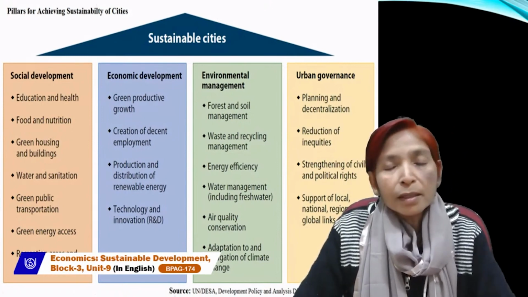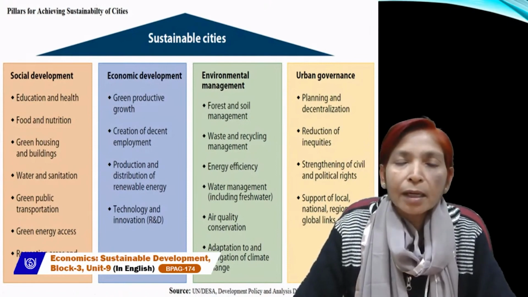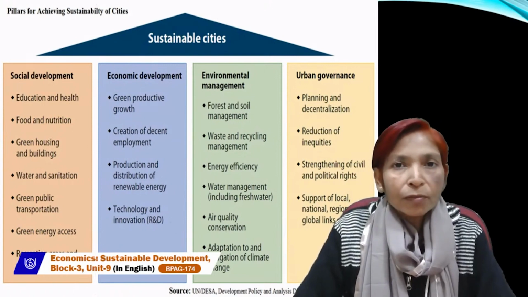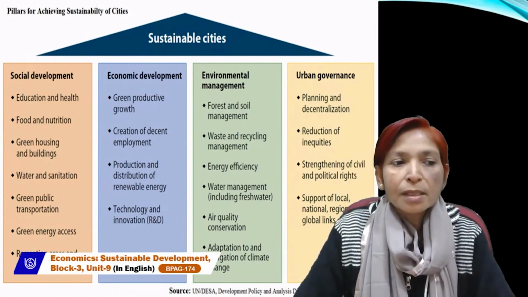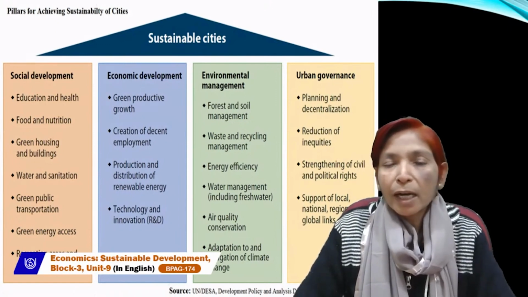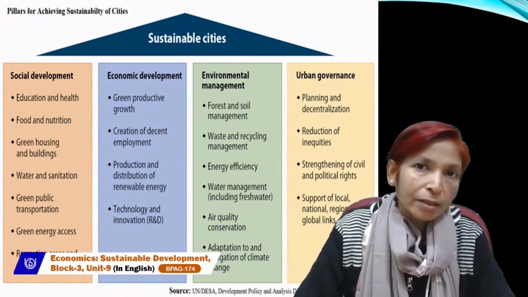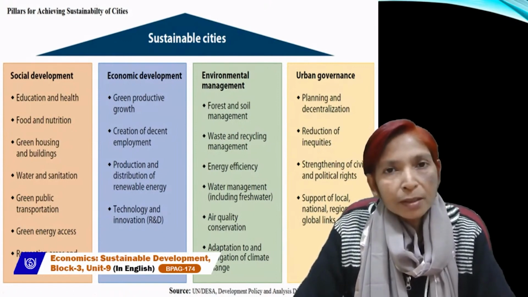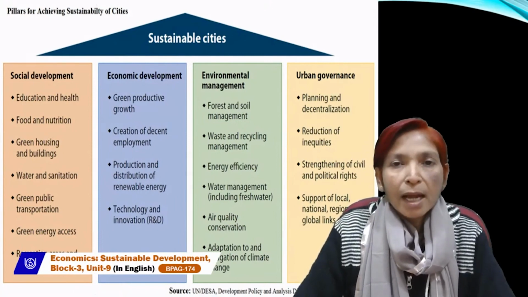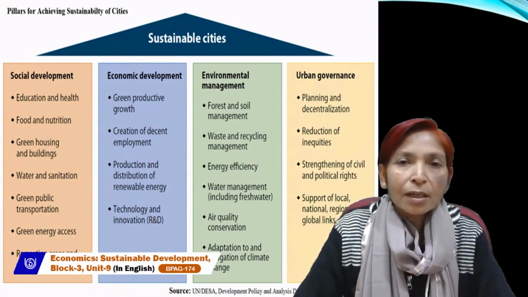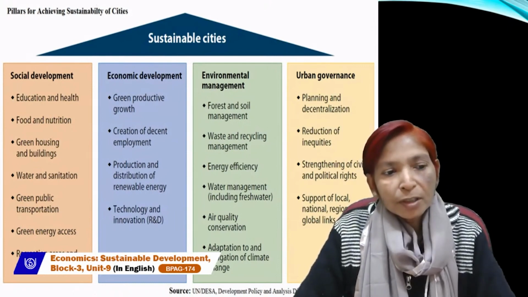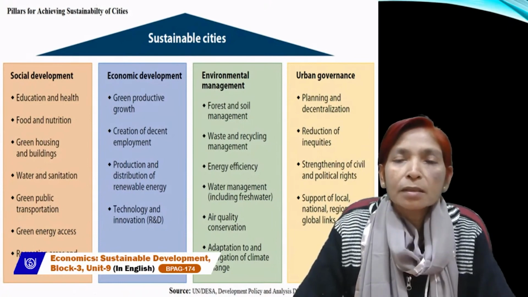Third is green housing and buildings. We should use the type of material for greenhouses and buildings which will not adversely impact the environment. Fourth is that fresh water should be available to all, and sanitation facilities should also be available to all. Next is green public transportation.